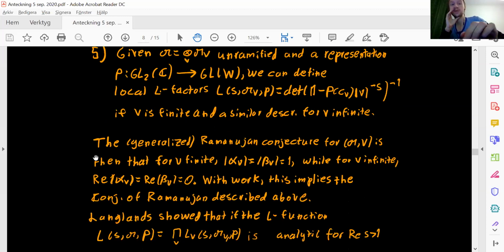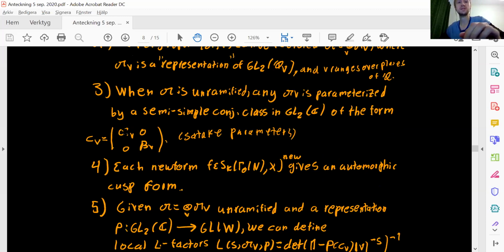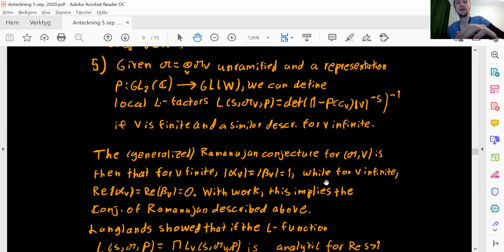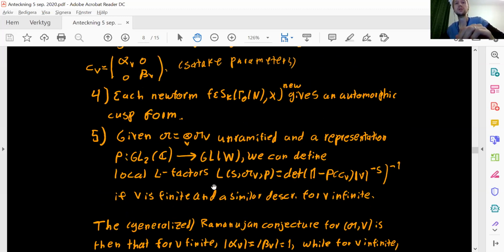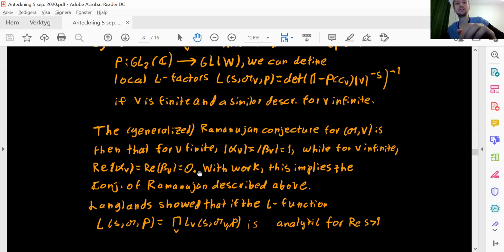So now the generalized Ramanujan conjecture for pi V is that for V finite, we have that the absolute value of alpha V and beta V should be equal to 1. Just to recall, these are the Satake parameters associated to the automorphic representation. And for the infinite place, it's the statement that the real parts of alpha V and beta V are 0. And with some work using 4 here, you can show that this implies the Ramanujan conjecture described above.